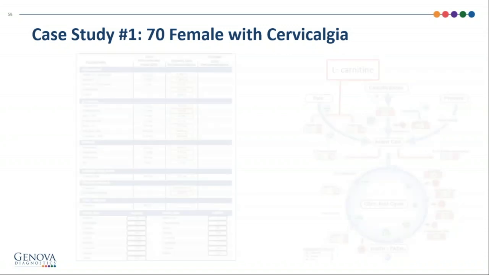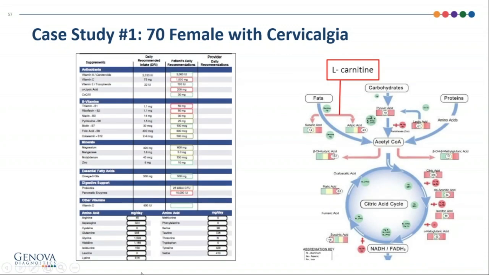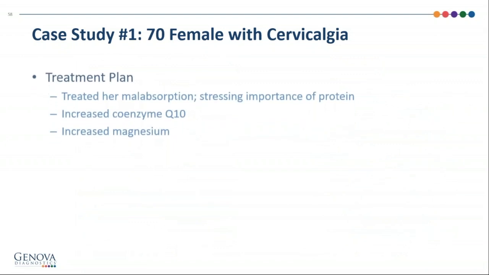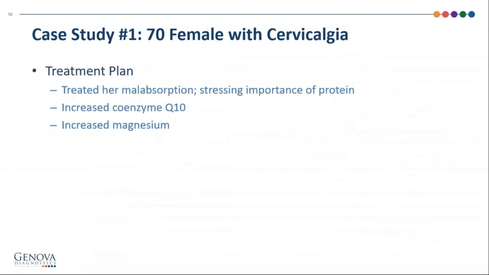So, and let me go back and look at this too. If you notice, she's missing a lot of amino acids. I don't think this is entirely because she's vegan. I think she probably has a maldigestion component, and the NutrEval will also suggest this. You get so much information from the NutrEval, not just your nutrients. And we know that in some cases, the amino acids can help in chronic pain. So for her, we treated her malabsorption, which was part of her root cause, and we stressed the importance of getting protein in. We increased her CoQ10.